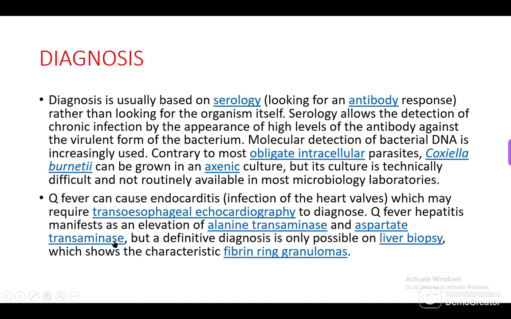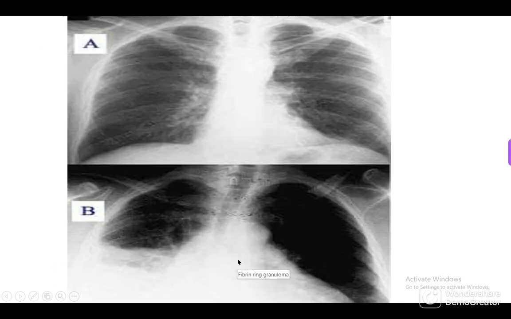Q fever hepatitis manifests as an elevation of the SGPT, SGOT, and sometimes the gamma GT, but a definitive diagnosis is only possible on liver biopsy because it forms what is called granulomatous hepatitis, and the biopsy shows the characteristic fibrin ring granulomas. Very specific nature is seen in the liver.